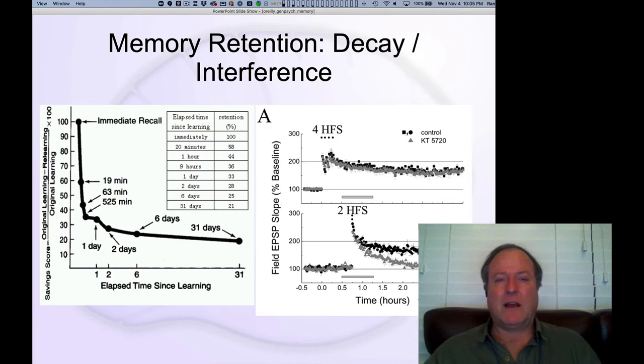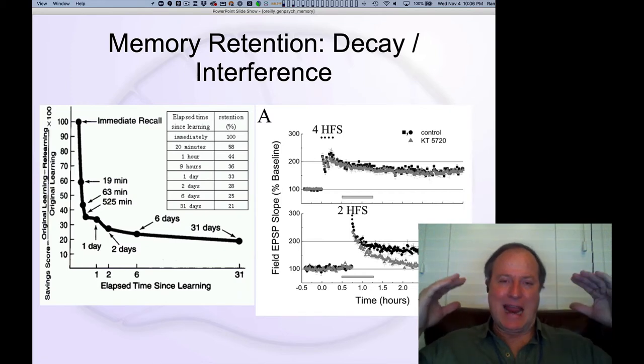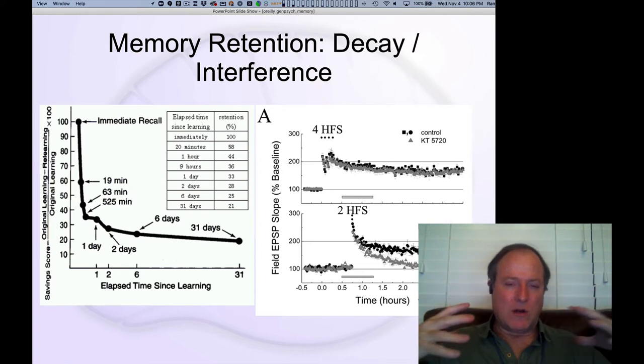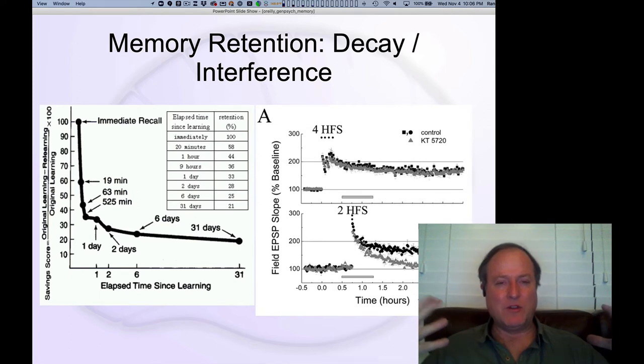Okay, well, let's talk about the other side of memory, which is how do you lose it? Aside from amnesia, most people lose their memory through a process of interference. This has really been a huge debate in the field: do you lose memory as a result of some kind of natural decaying process, or is it actually a result of interference from new learning?